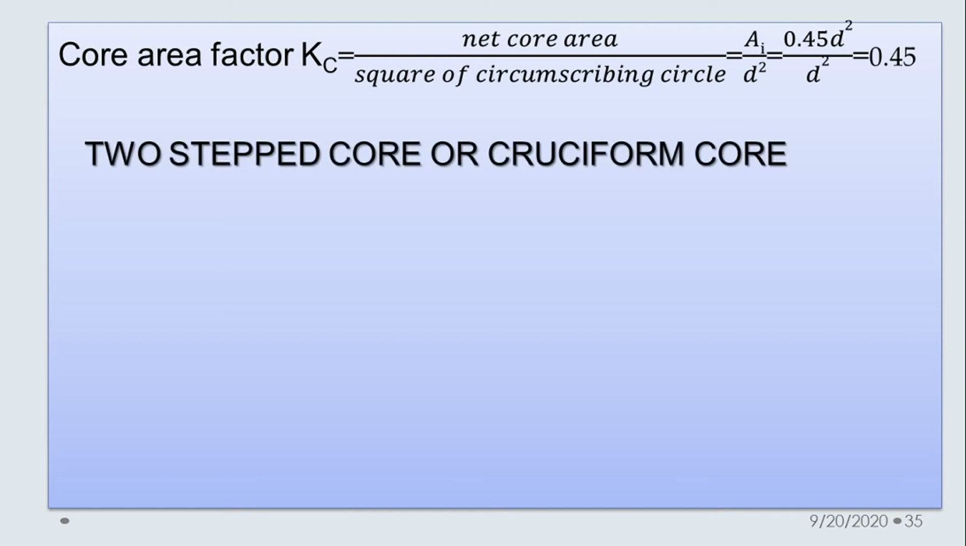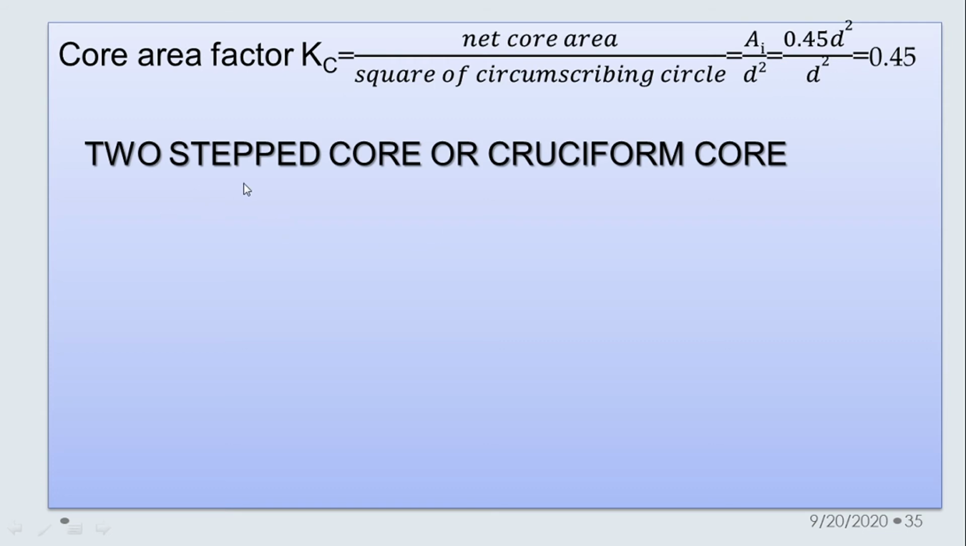Next, core area factor. One more term we can consider is the core area factor, denoted as KC. KC is nothing but net core area divided by the square of the circumscribing circle diameter. Net core area AI is 0.45 d square, divided by d square, which is equal to 0.45. So you can say that the core area factor of a square core transformer is 0.45, which will be used for other calculations in the future. That is for the square core type of transformer. That value we have to remember.